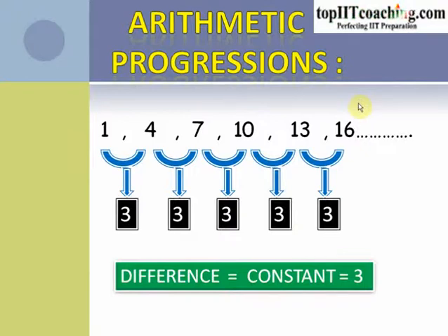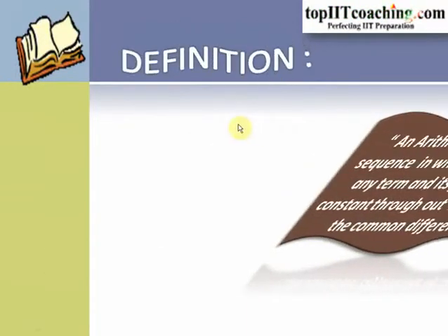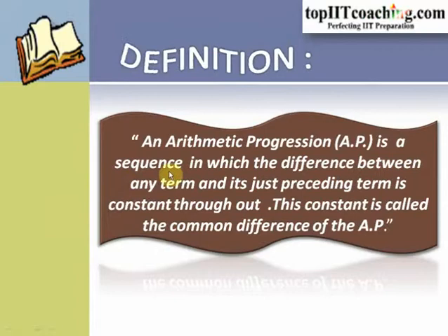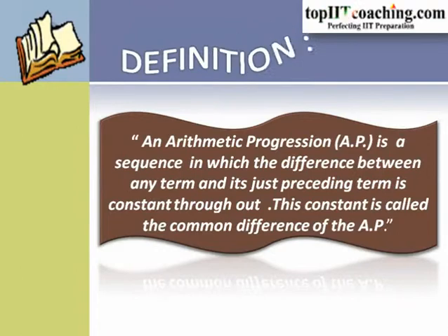Now we have seen two examples of arithmetic progressions. But now let's look at the proper definition of an arithmetic progression. So what do we mean by an arithmetic progression? We can say that an arithmetic progression, or AP for short, is a sequence in which the difference between any term and its just preceding term is constant throughout. This constant is called the common difference of the AP.